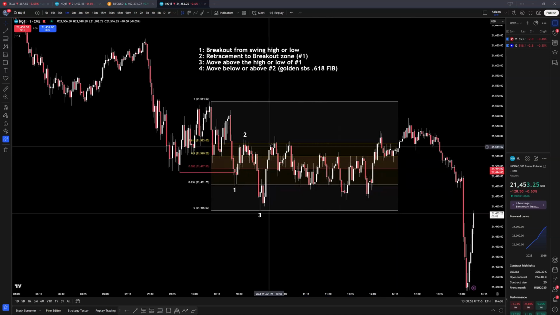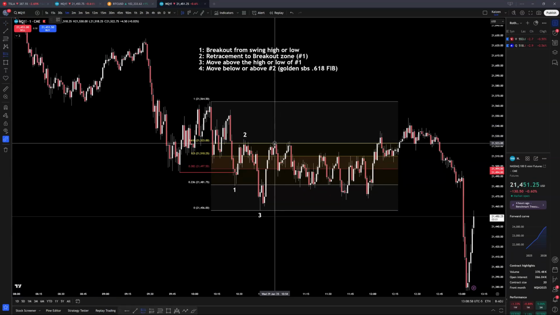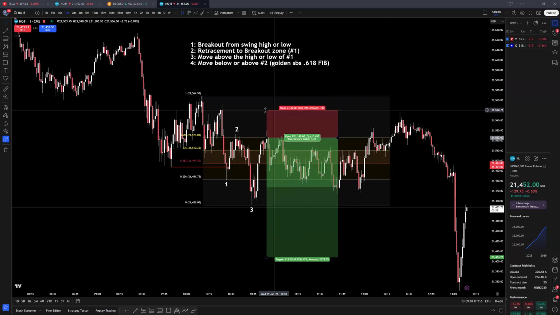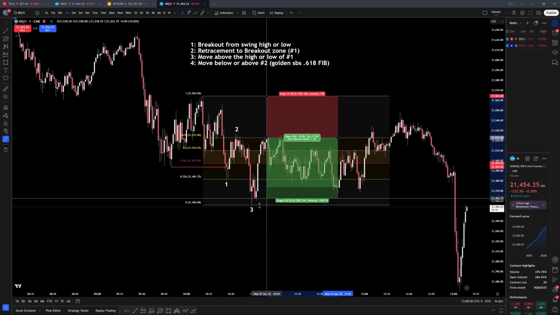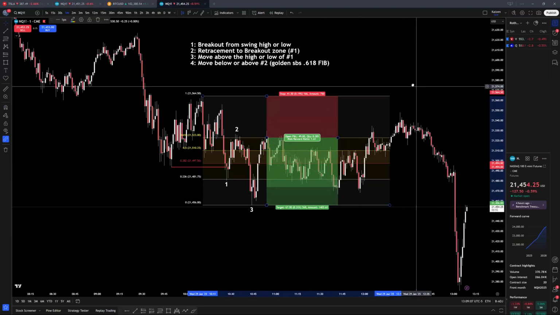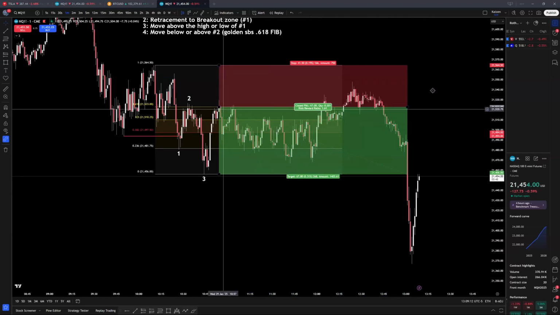And then what happens? We move up. We move above number two right here. You can see that. And we can enter right on this 0.618. Okay. Stop loss goes at the high of the fib, and full target can be down here at this number three. Okay. This just happened live like maybe an hour ago.